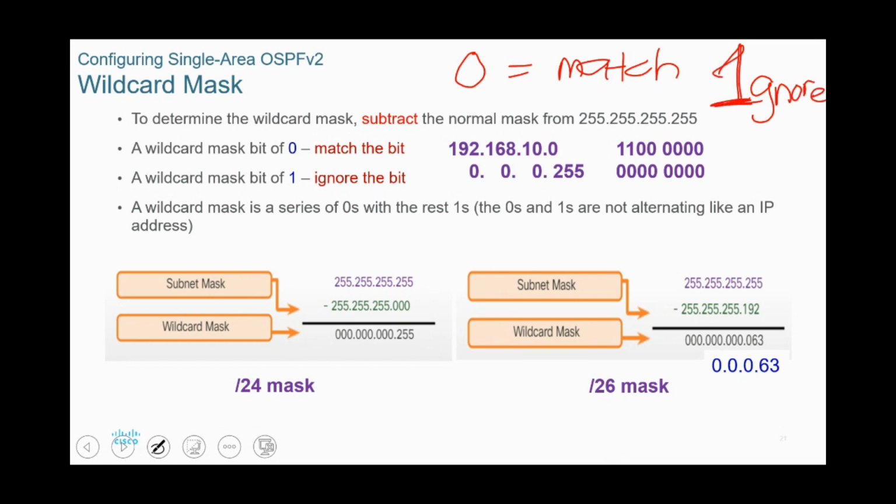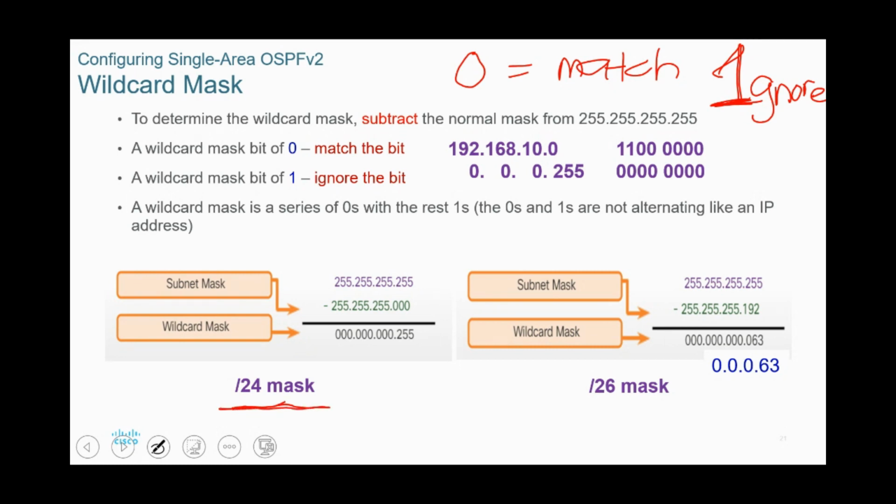Okay, so a wildcard mask is a series of zeros with the rest being 1s. The 0s and 1s are not alternating like in an IP address. Assuming that I have a /24 subnet mask, how can I get the wildcard mask?